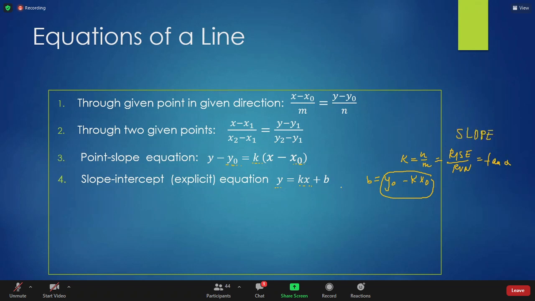Do I have anything else? Yes. If x is 0, then y is b. That means b is the point on the y-axis. So this is called the y-intercept. That is the point where the y-axis intersects the line.